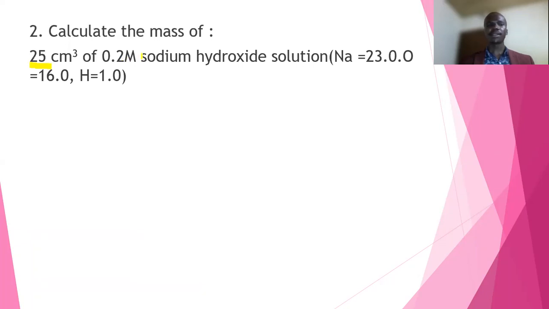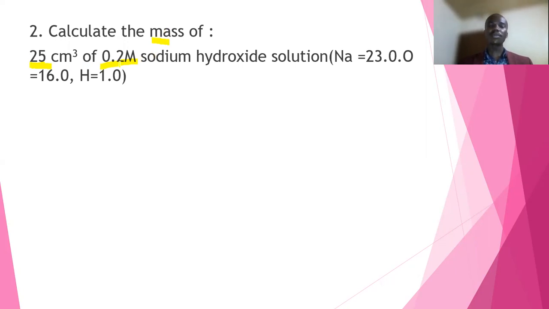You see that? Yes, now come, we have been given the volume, we have been given 0.2 M. M, we said, stands for molarity. So we have the molarity of sodium hydroxide. So what should we calculate? And we know that mass is equal to moles times the molar mass. So we have to calculate moles here.